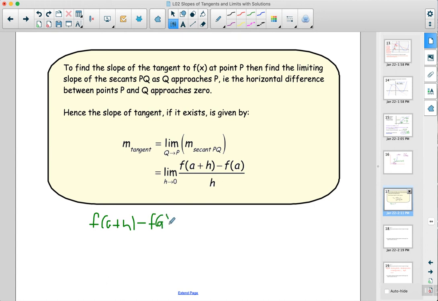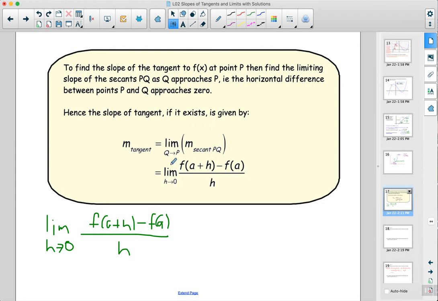And my 2 points are h units apart. So would it make sense to you then to say, if I want to find the slope of the tangent, what I would like to do is send that horizontal distance between those 2 points to 0. So to find the slope of the tangent, that's exactly what we do. We say it's the limiting slope of the secants.